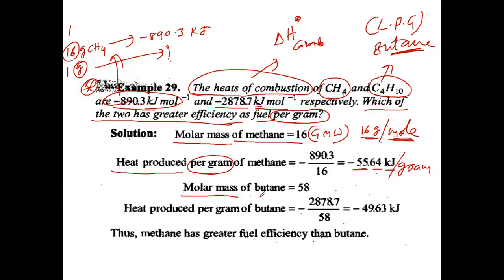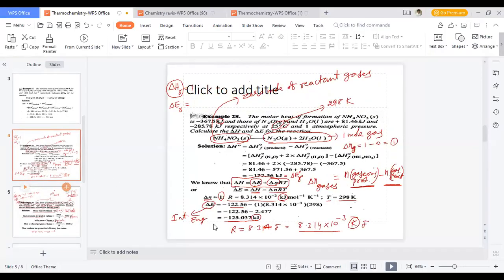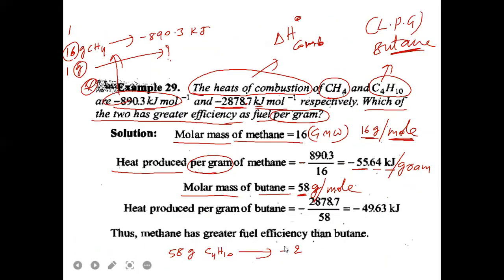Next, the molar mass of butane. 58 grams per mole. 1 mole of butane is equal to 58 grams, because here 4 into 12, 48, plus 10, so it will be 58. So 58 grams per mole is the gram molecular weight of butane. That means 58 grams of butane, C4H10, will produce minus 2878.7 kilojoules of heat energy. Then we have to calculate for 1 gram. Then 1 gram of butane will produce how much?